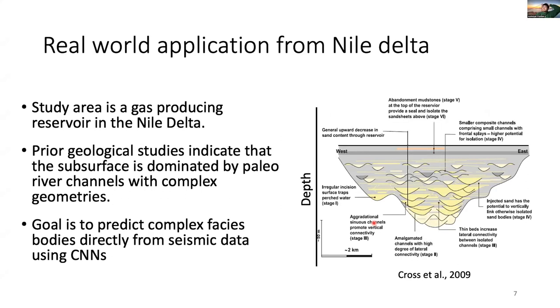Let's look at the application that we'll be showing. This application is a gas producing reservoir from the Nile Delta, and we'll be trying to predict the reservoir facies using seismic data. The prior geological studies in this basin show very complex subsurface features. For example, these paleo river channels, which contain gas hydrocarbons. And our goal is to predict these complex facies bodies directly from seismic data using CNNs.